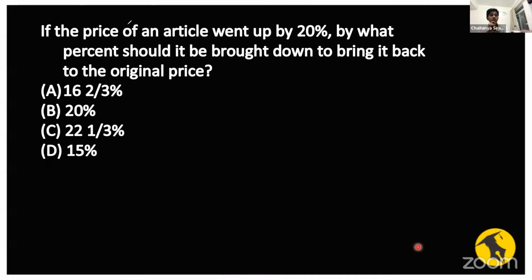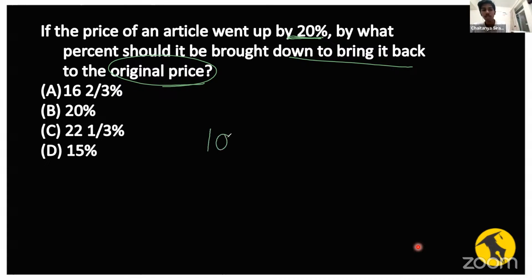If the price of an article went up 20%, what percentage should it be brought down to bring it back to the original price? This question may seem a very direct one: I increased 20% and then I decreased 20%, so my net effect is zero. But that's a wrong conception. Let's have an example to look at it.